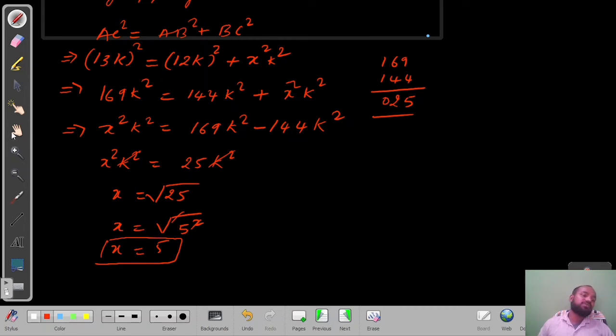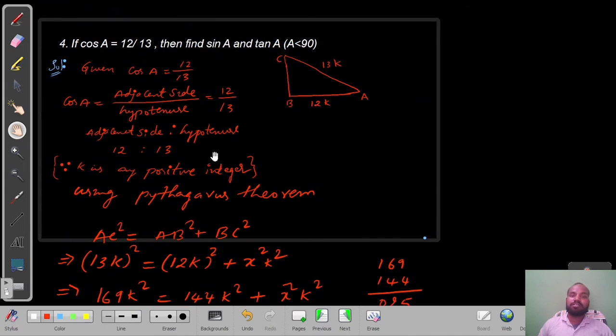So the unknown value is what? The unknown side is this. BC is what here? BC equals 5. So BC equals 5.